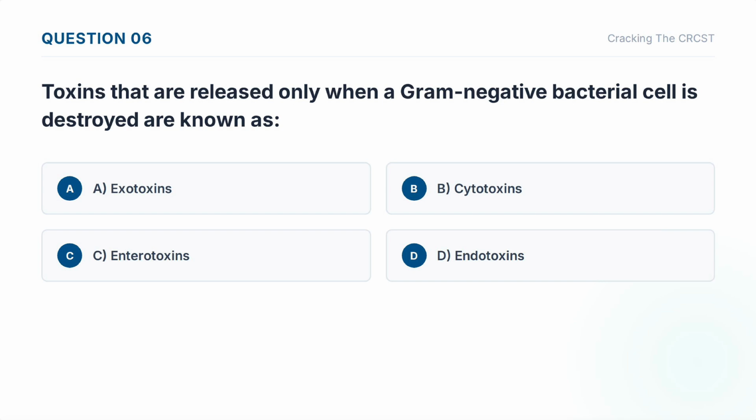Question 6. Toxins that are released only when a gram-negative bacterial cell is destroyed are known as A. Exotoxins, B. Cytotoxins, C. Enterotoxins, D. Endotoxins.